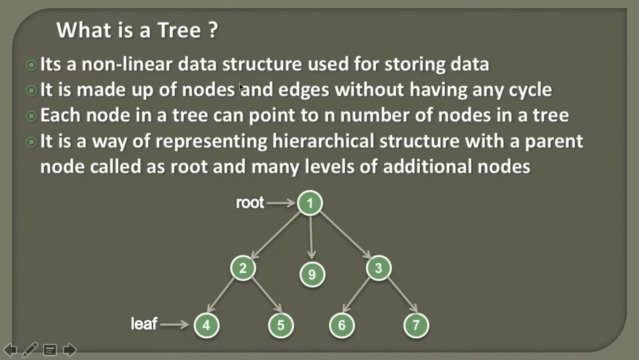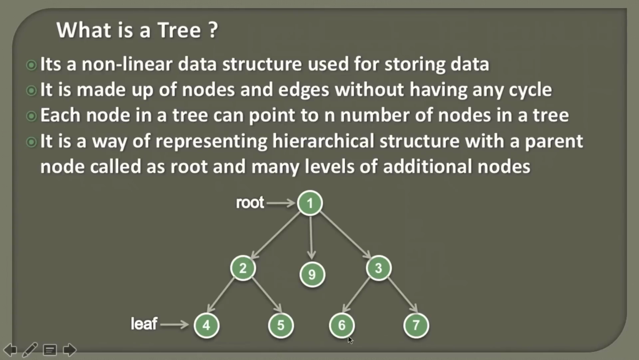A tree is a non-linear data structure which is used for storing the data, and it is made up of nodes and edges without having any cycle. So here you can see that we represent a tree through nodes and edges. The nodes are connected to other nodes through edges. So friends, a tree is basically a non-linear data structure without having any cycle. You can see that nodes are connected to each other but they never form a cycle.